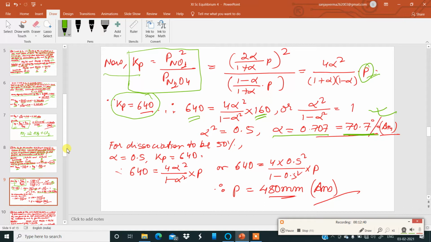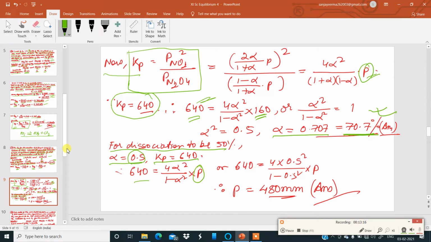Now the second part of the sum, they are telling us to calculate what? They are telling us to calculate the pressure for the dissociation to be 50%. Now for the dissociation to be 50%, my dear students, alpha has to be 50%. Kp is already given, 640. So use the same equation over here, and put the values over here. Alpha value you already know. It has to be 0.5. And get the value of P.